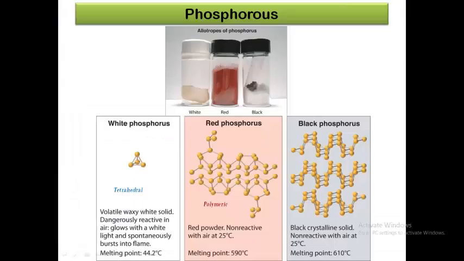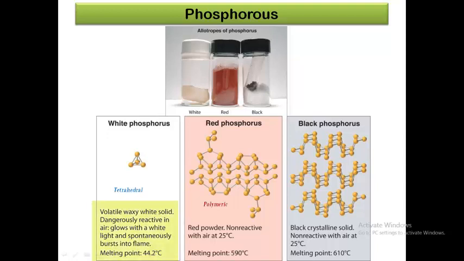Next, moving on to phosphorus. Phosphorus has three different allotropes, that is white, red and black. White phosphorus has tetrahedral shape and red phosphorus is polymeric with tetrahedral units linked to each other, and black phosphorus is also having a polymeric structure, and it is classified into alpha black phosphorus and beta black phosphorus.